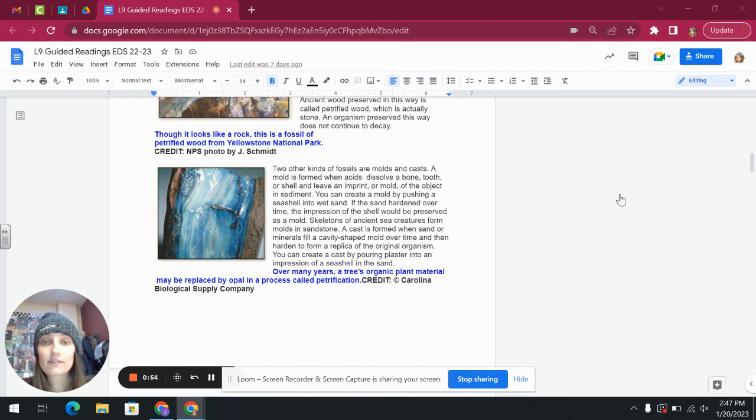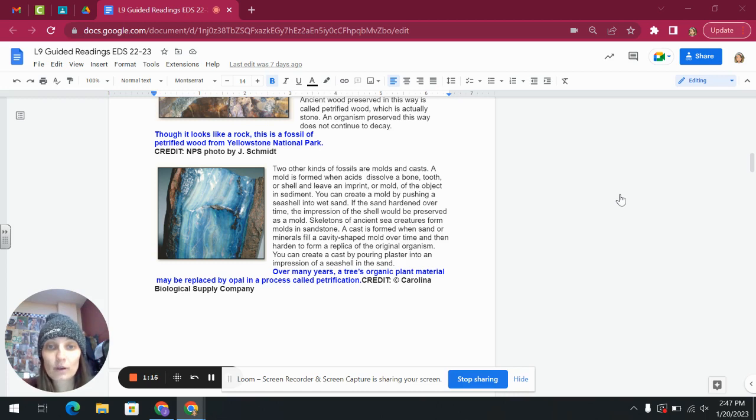Two other kinds of fossils are molds and casts. A mold is formed when acids dissolve a bone, tooth, or shell and leave an imprint or mold of the object in sediment. You can create a mold by pushing a seashell into wet sand. If the sand hardened over time, the impression of the shell would be preserved as a mold. Skeletons of ancient sea creatures form molds in sandstone.